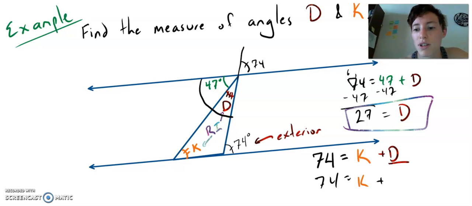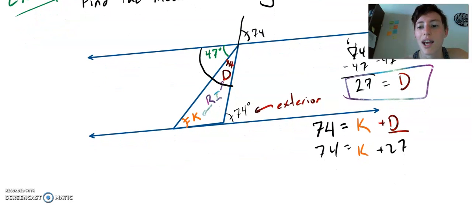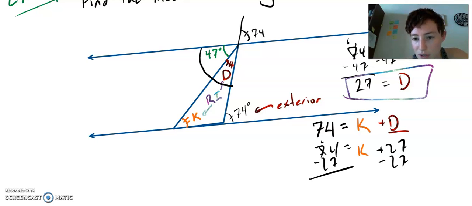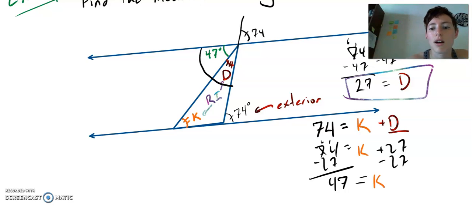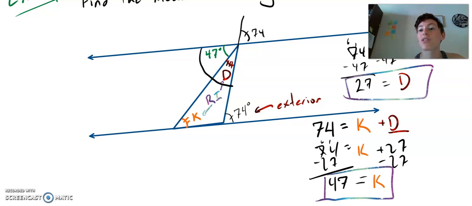D equals 27. Let's solve for K. Minus 27, minus 27. Another math over here that we're going to do. Ooh, look at that. It's a 47. How special. So yes, there's another way that we could do this, because there is not just one right way to do math. If you see the other pattern, awesome. Use it. If not, no worries. All right, so that was exterior angle theorem and how we might apply it in two different ways. Happy exploring.